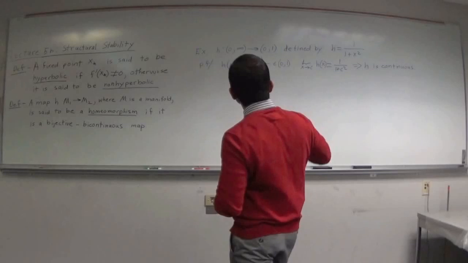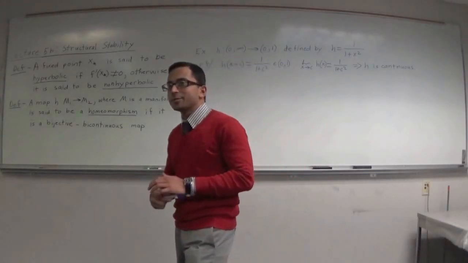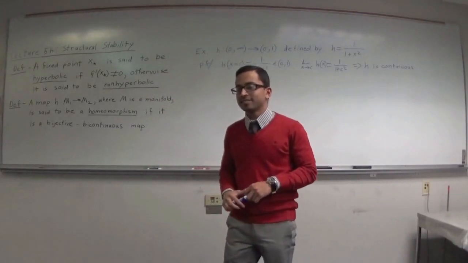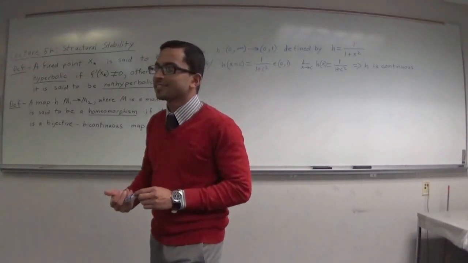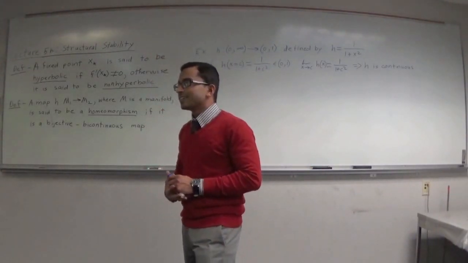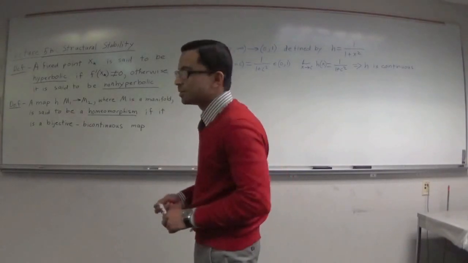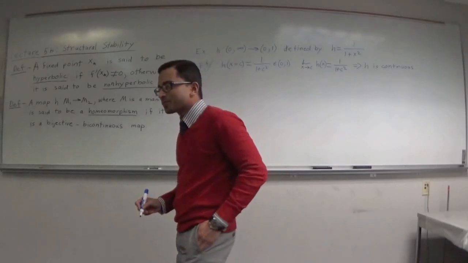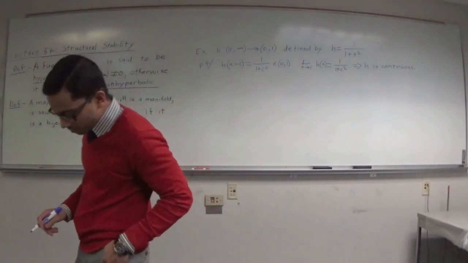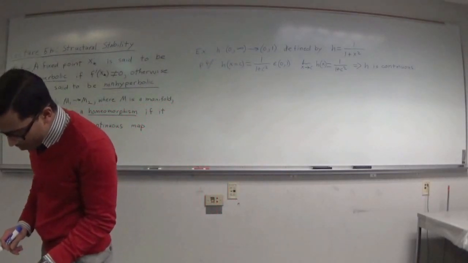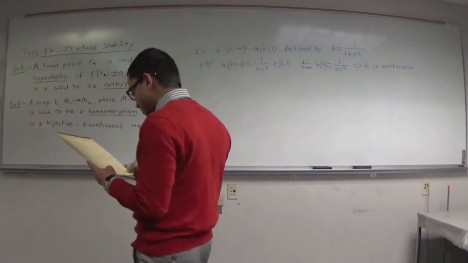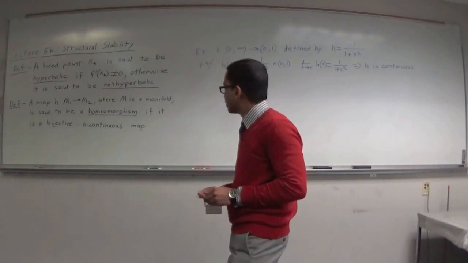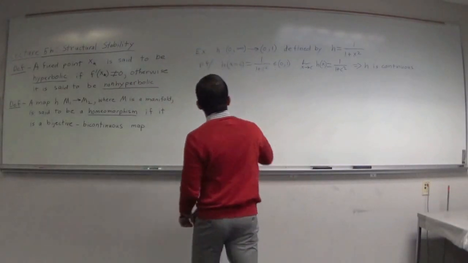Okay, so we proved that h is continuous. So what do we want to do next? Show it's 1-to-1. Okay, let's show that it's 1-to-1. So what do we mean by 1-to-1? That for each value x there is one value y. Okay. So let's write down what we mean by 1-to-1 for h. So it's going to be this.